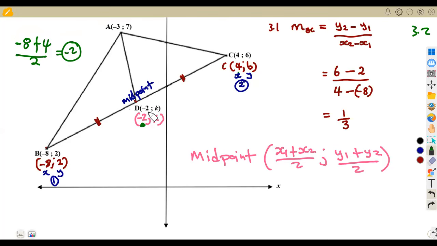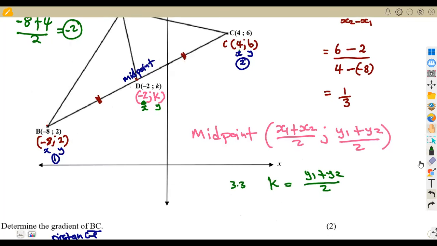K represents the y values. This is the x value, this is the y value. So to obtain k, which is the y value at the point D, we simply need this part here, because that is the one for the y values. We simply have to add y1 plus y2 over 2 at the midpoint. So that's 3.3. The point k, we can simply take from y1 plus y2 over 2, just like how we calculated this minus 2, x1 plus x2 over 2. That is what we simply needed in this case.